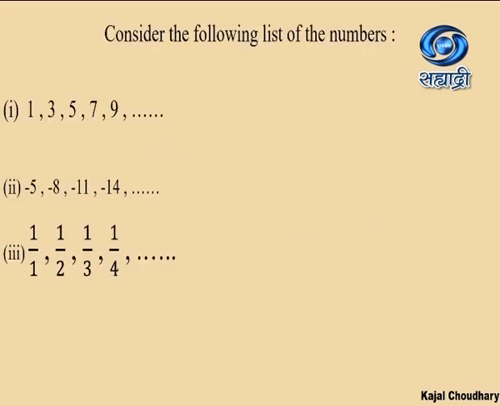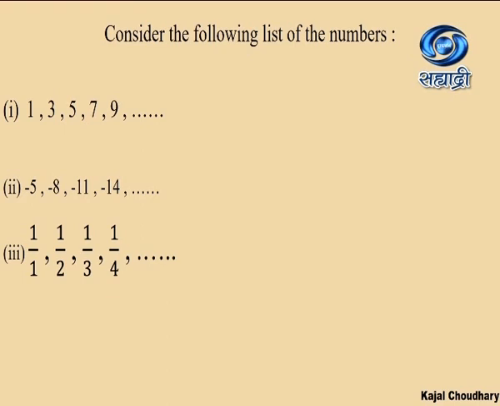Now consider the following list of numbers. These are certain patterns or lists which we have been doing in junior classes, and we know how to go about a given series of numbers. If you observe all the three series carefully, the series of numbers are telling something about themselves, and we need to first identify what they are trying to tell us.